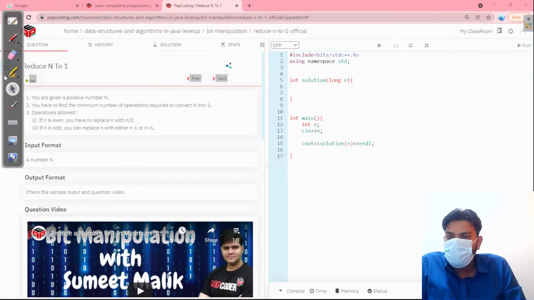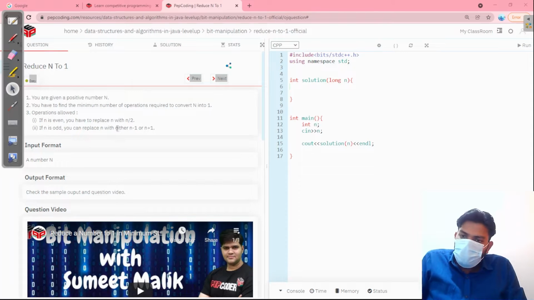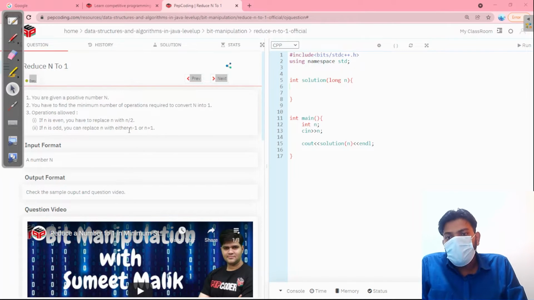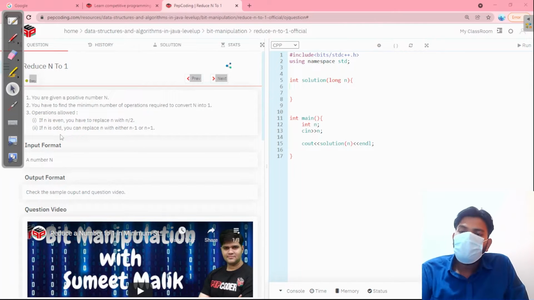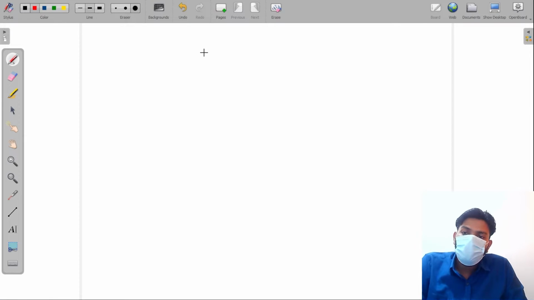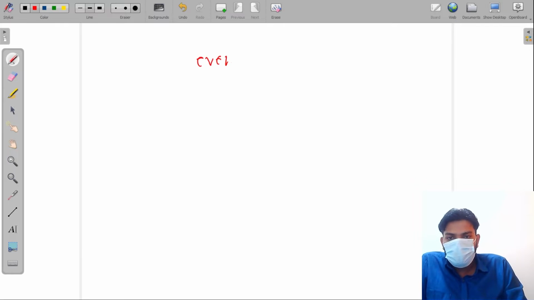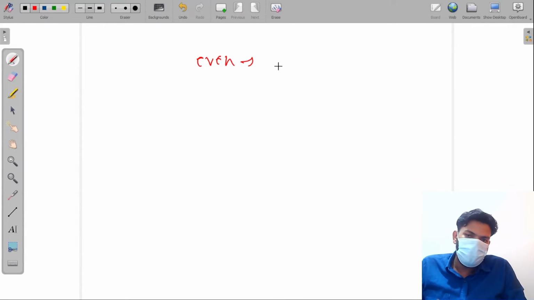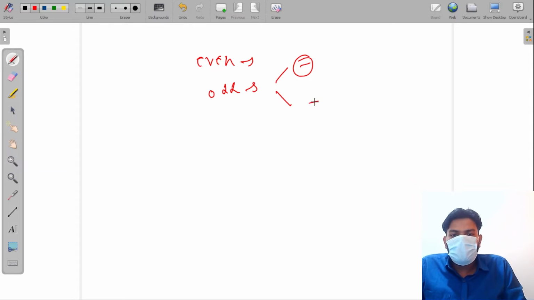This is your constraint. If I say any other thing, then it is wrong. What type of operation do you have to allow? If n is even, then you replace n with n by 2, and if n is odd, then you can replace n with n minus 1 or n plus 1. You only have to put a condition for n is odd. Because in the even case you know that every time you have to divide by 2, but in the odd case you have to decide whether you take the minus step or the plus step.